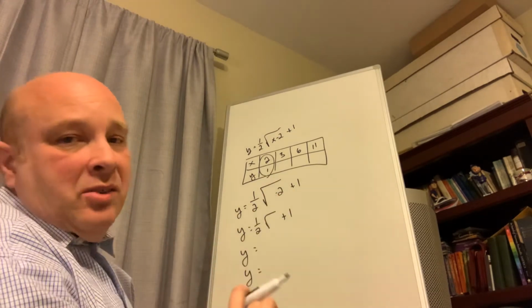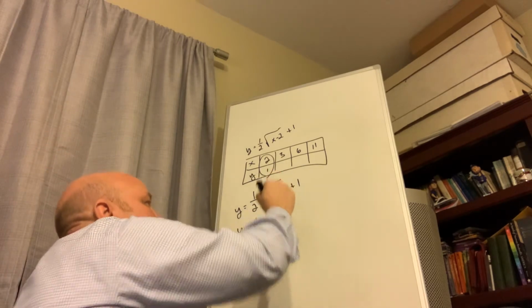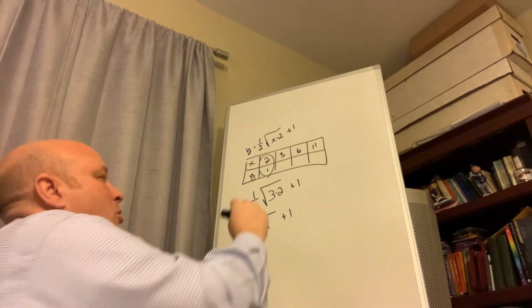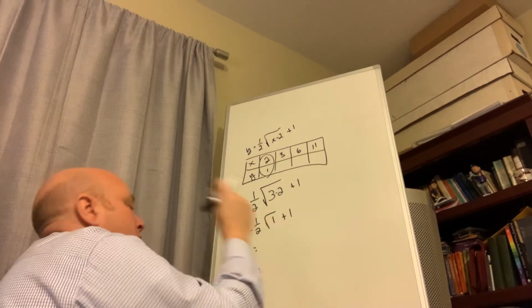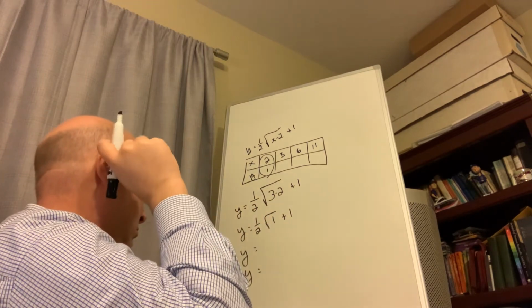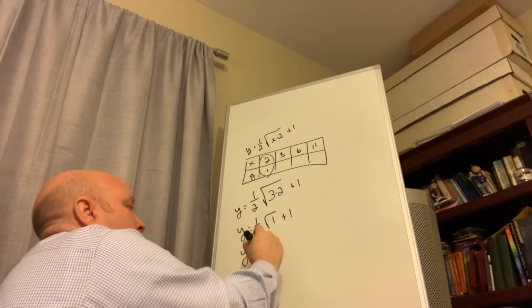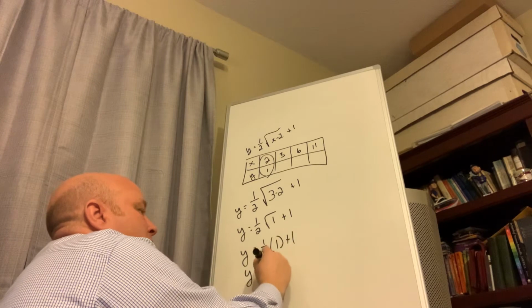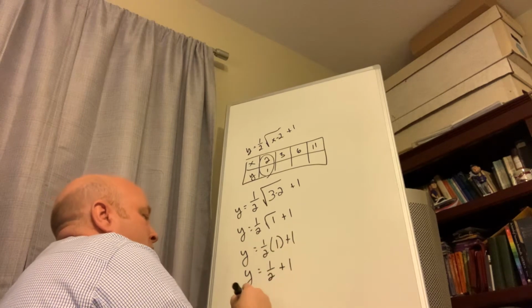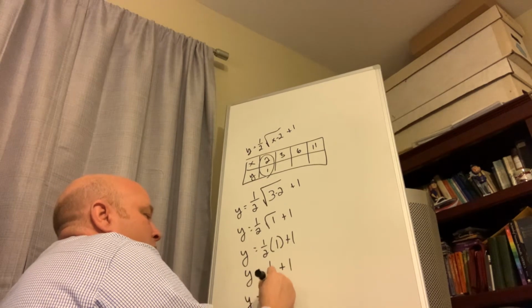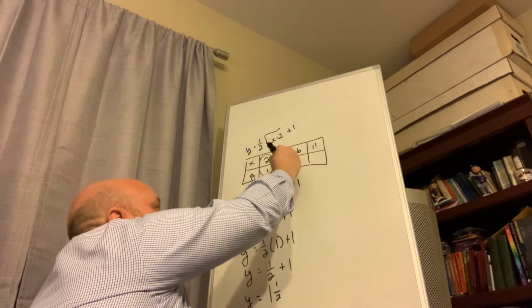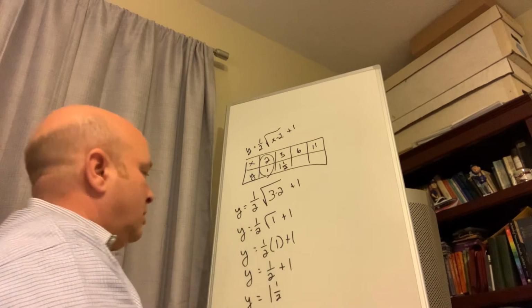So my next one, x equals 3. 1/2 of the square root of 3 minus 2 is 1, so the square root of 1. 1/2 of 1 plus 1 is 1/2 plus 1, so y equals 1 and 1/2.